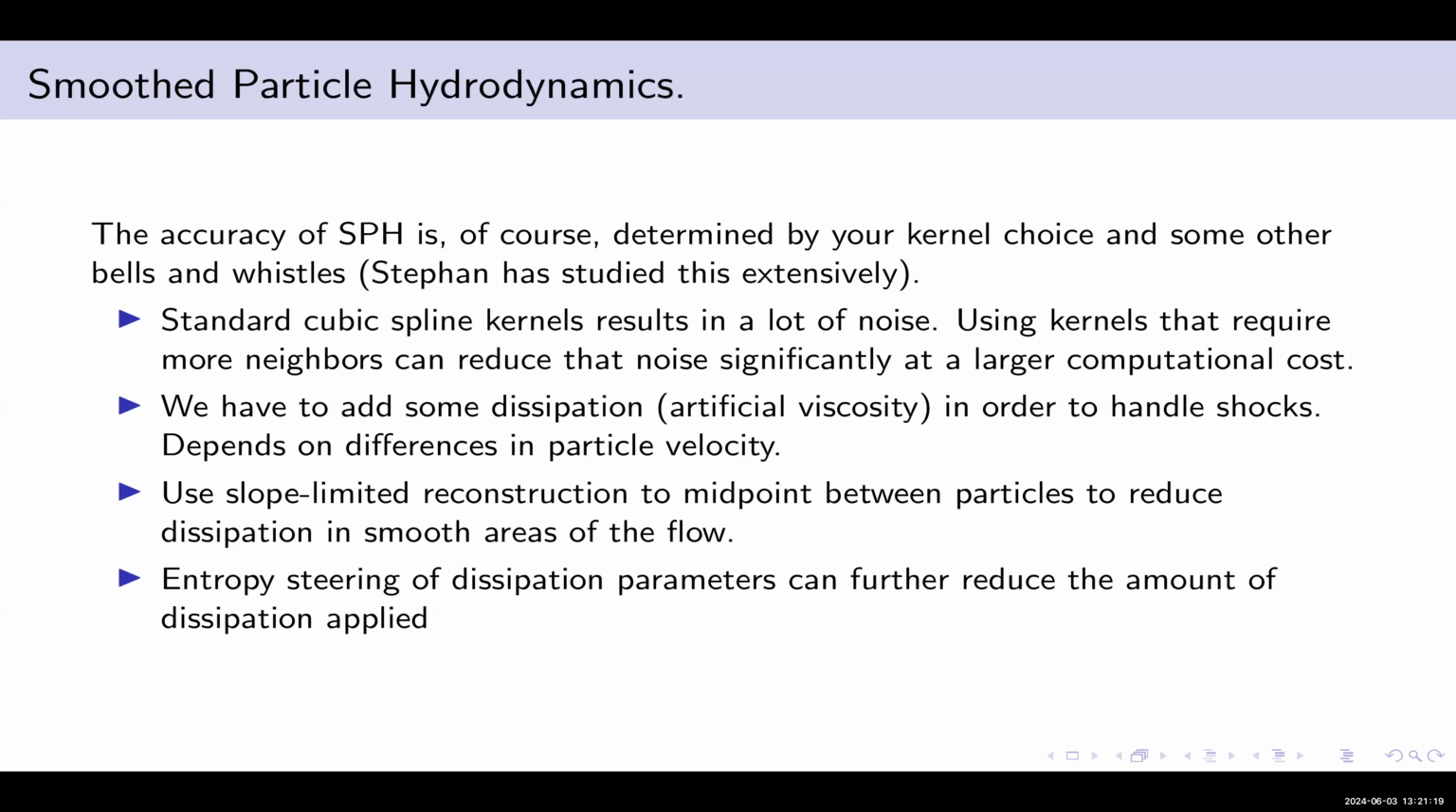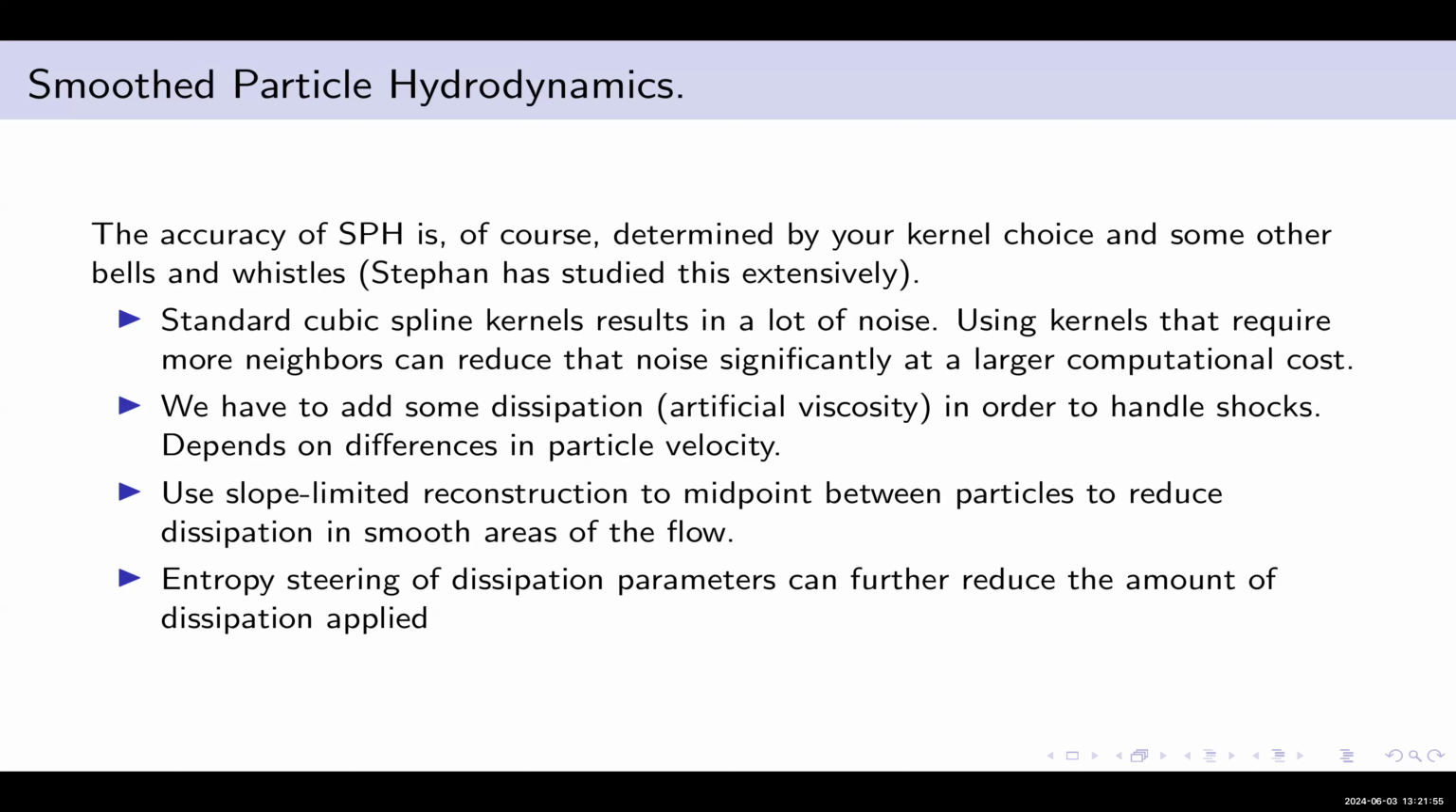And we do have to add some dissipation to the code in order to handle shocks. Those typically depend on differences in particle velocity. So if you have two particles coming together at high speeds, you are most likely encountering a shock, and you have to add some dissipation in order to handle that. But Stefan has also found ways of reducing the effect of that extra artificial dissipation.